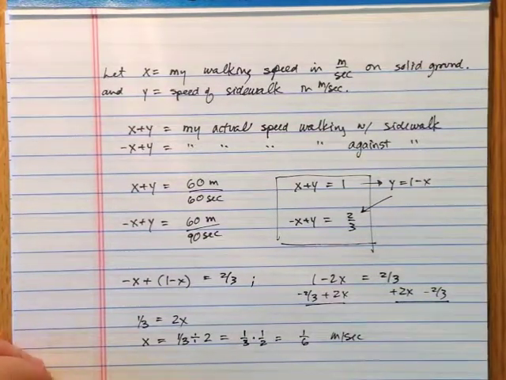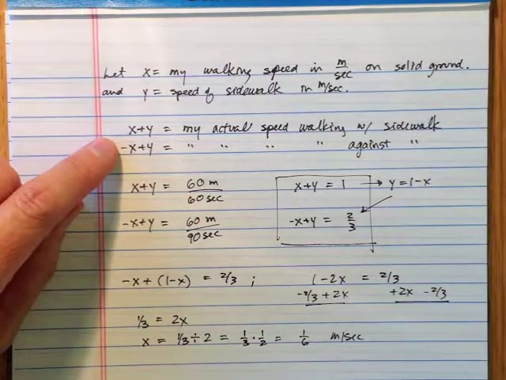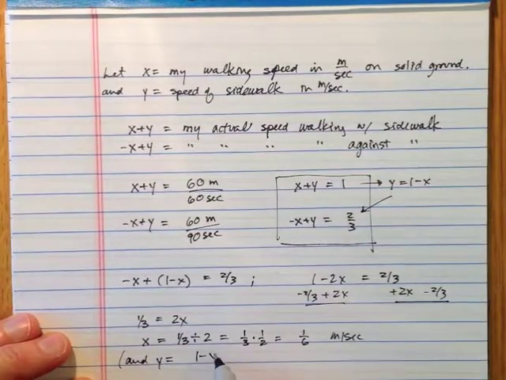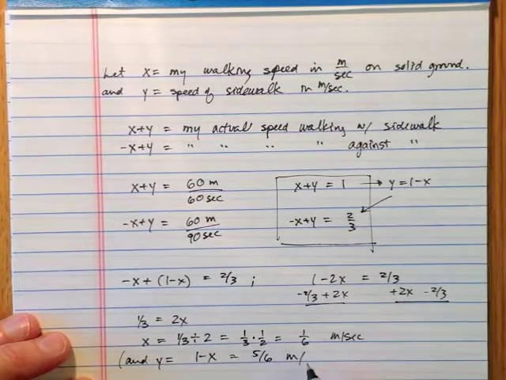What's y? Generally, when I have two equations and two unknowns, I expect that I need y. The truth is, I could find it, because y is 1 minus x. 1 minus 1/6 is 5/6. And that sidewalk was traveling 5 times as fast as I was walking.